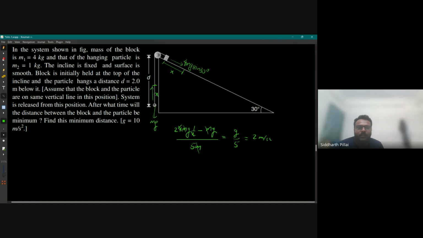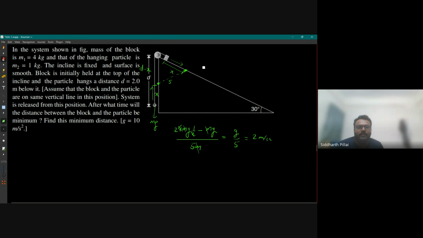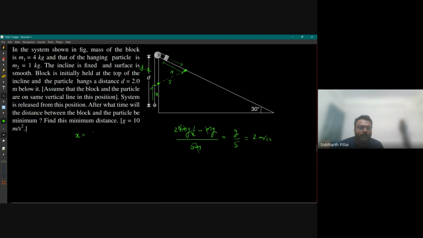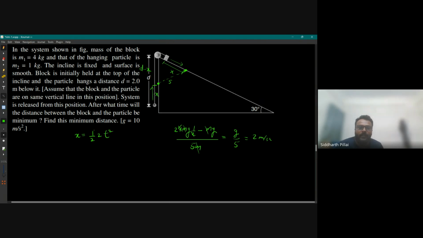So we need to find the shortest distance between them, right? Let's say this point here and this point here. This is the shortest distance between them. Let it be s. If this moved up by x, this distance would be d minus x, and this length is x. What is this x? If it is starting from rest, I can write x is equal to u t, u is 0, so just half acceleration, which is 2, into t square. So I'll get x is equal to t square. The second equation of motion.